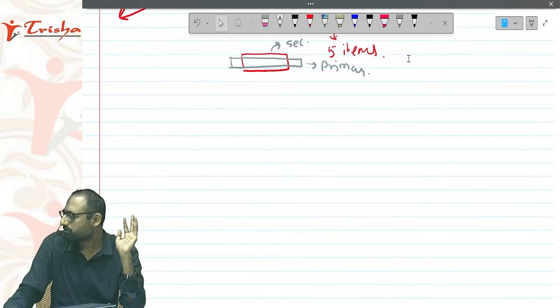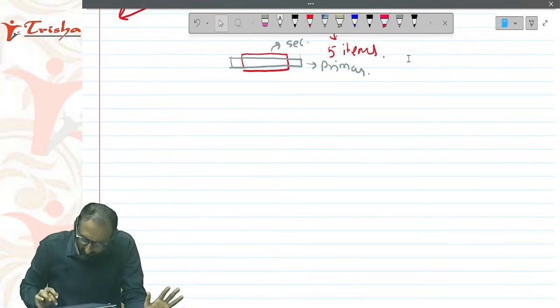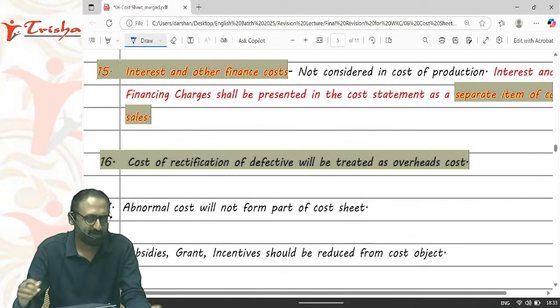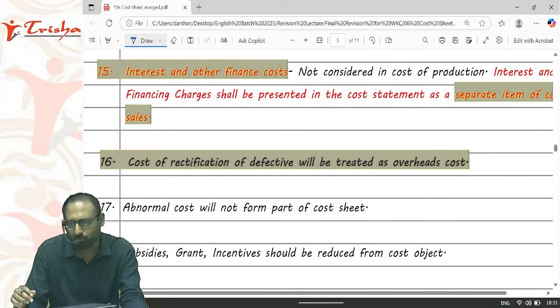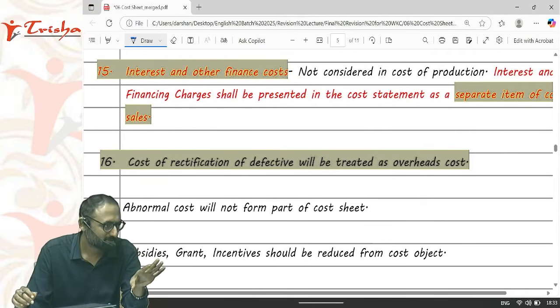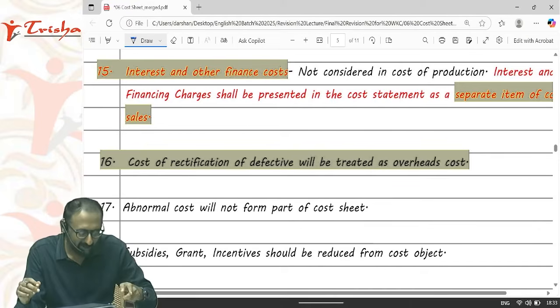Okay, some online students are also replying. Good. So next item, after primary packing and secondary packing, let's go to the next item. What is the new amendment? Interest on non-equity fund will be shown as a separate element of cost of sales. Separate element means administration, general, selling overhead, distribution overhead, then add this interest on non-equity fund.